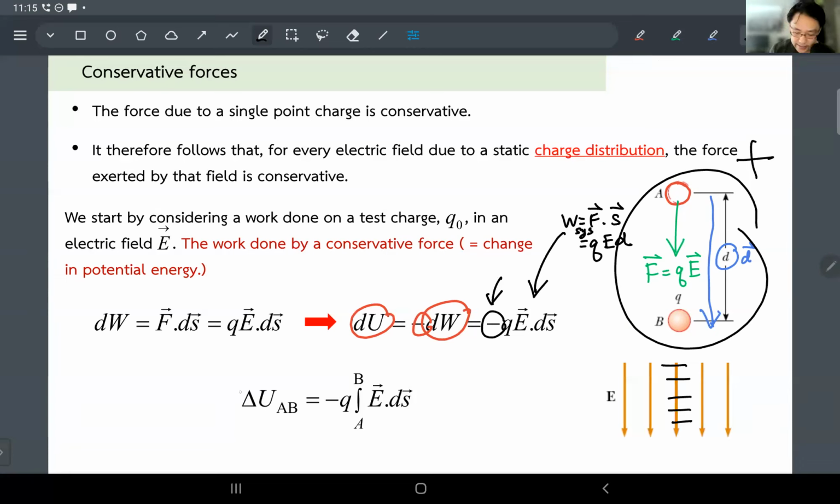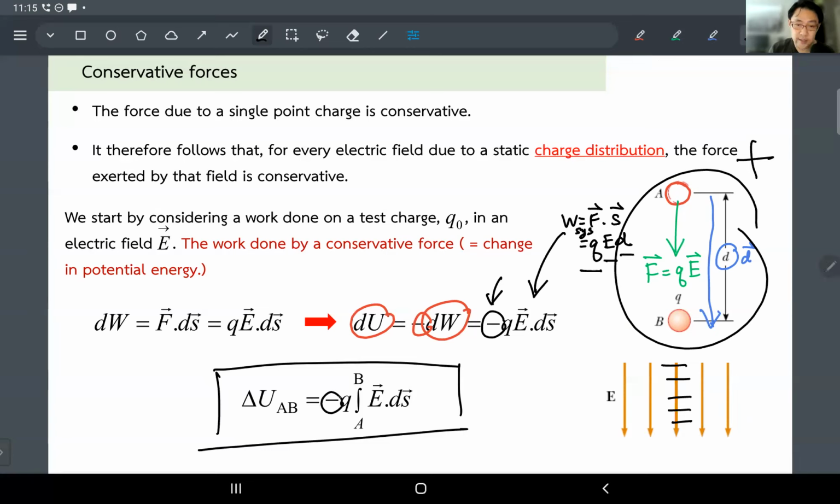That's it, guys. That is pretty much almost the definition of the potential energy difference between two points. All you need to do is just take the Q times the E times the displacement, put the negative sign in the front, and you get the potential energy difference. There you go. Okay.